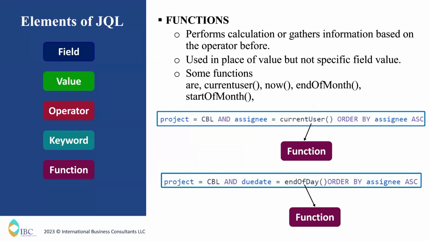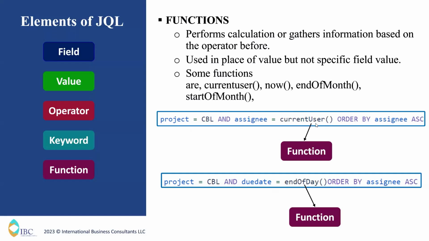Next is functions. If you are in any managerial position and you want to automate your team's work, you will definitely have to use functions in your query to avoid repetition. To make it more efficient, you should definitely use key functions in your JQL. If you see here in this example, I have mentioned project equal to CBL and assignee is current user.